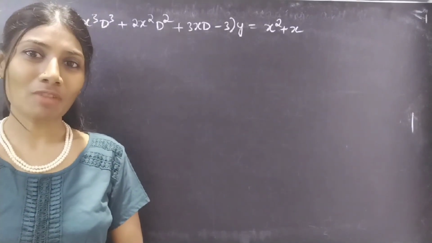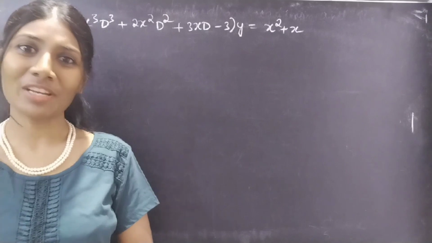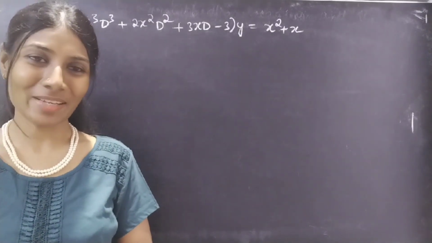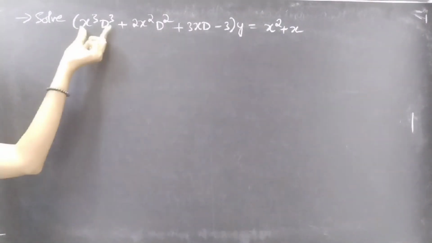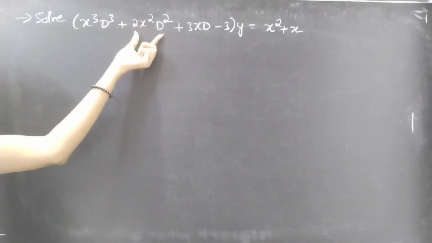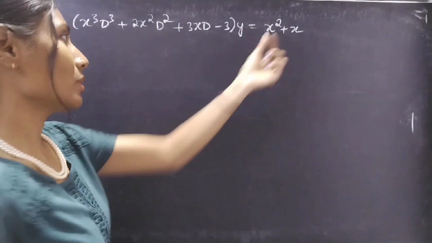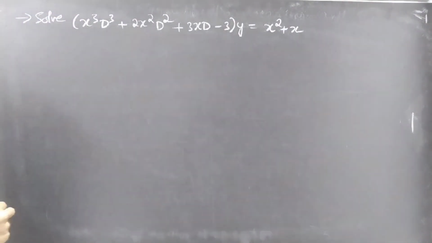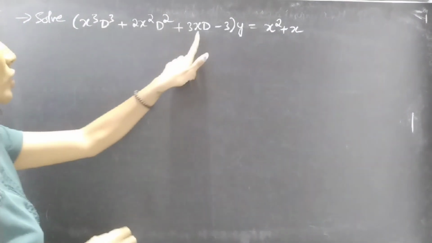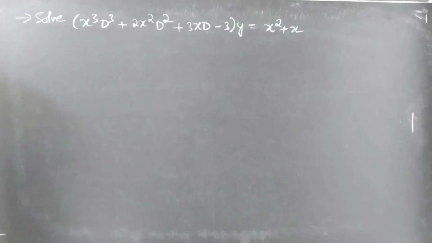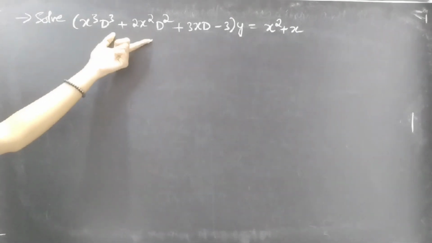In this video, we are going to solve a differential equation from higher order linear differential equations with variable coefficients. So let's get going. Problem: solve (x cube D cube plus 2x square D square plus 3xD minus 3) y equals x square plus x. So we are given a differential equation with variable coefficients and we are going to reduce this to a differential equation with constant coefficients by making some substitution. And also we are given a Cauchy's equation.